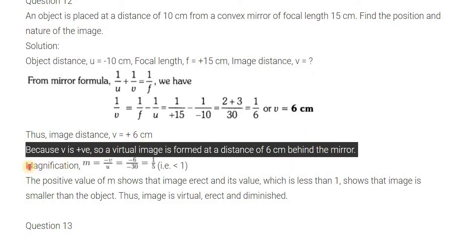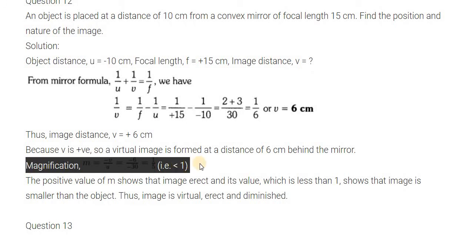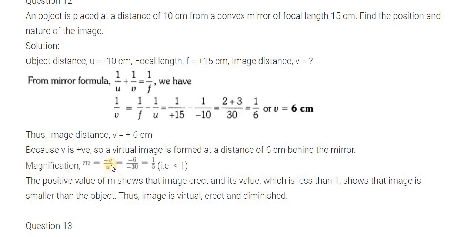As we have the formula of magnification, m is equal to minus v divided by u. So v is equal to minus 6, and u, that is the object distance, height of the object, and the object distance.